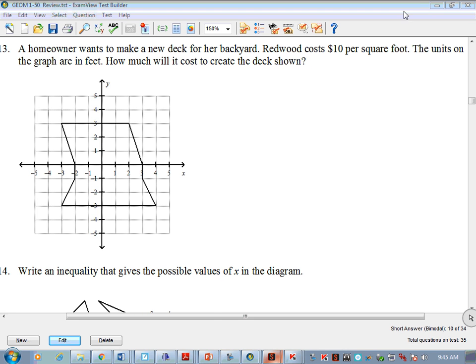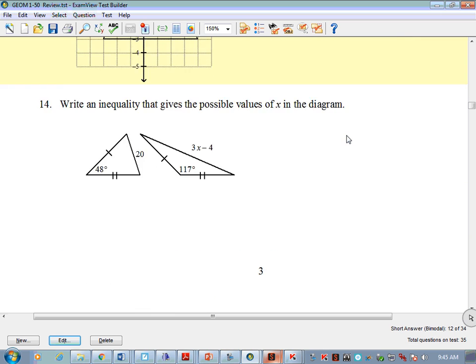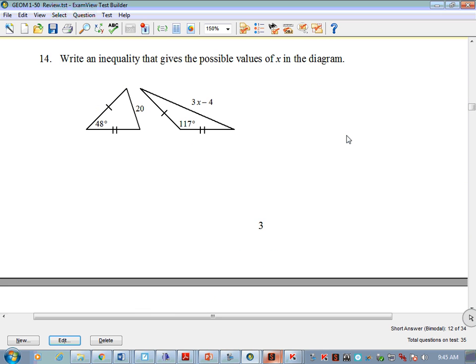Okay, 14. We're closing out of time here pretty quickly. All right, write an inequality that gives the possible values for x in the diagram. Because these sides are congruent, what we're looking at is the relationship between this angle and this angle. Notice that 117 is greater than 48, so 3x minus 4 is going to be greater than 20 because it's opposite an angle that is greater. That's all you really need on that: 3x minus 4 is greater than 20.